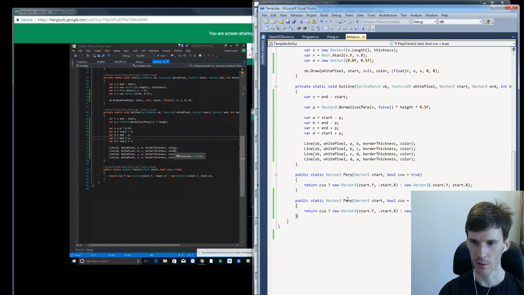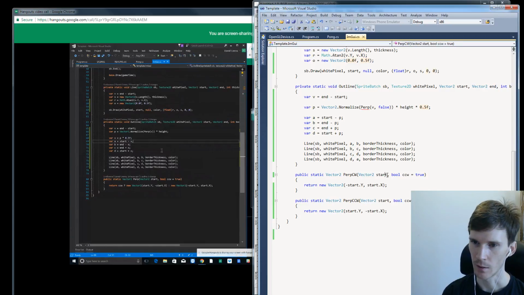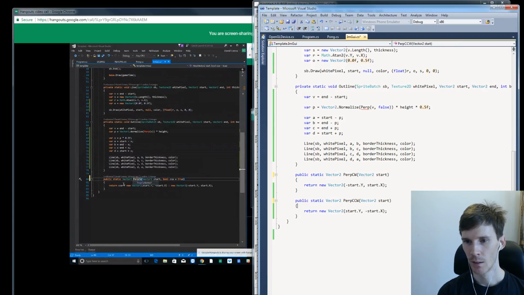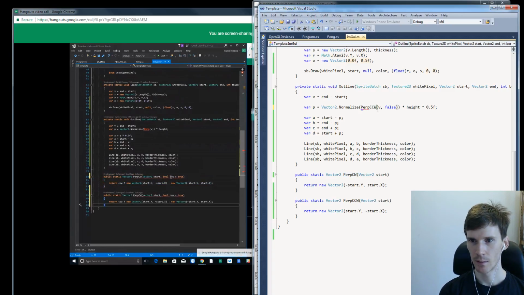So you may as well split this out into two functions. Understood. So let's do that now. The only reason why I have two functions was because in my previous version, if I used a clockwise perpendicular, it didn't draw anything. So I'm like, oh, what the hell? Okay, I'll try the other version. Yeah, I understand. So like perp CCW and perp CW. Yeah, that makes sense. Which one do we want? I think we wanted clockwise.